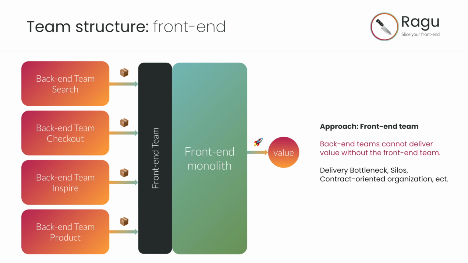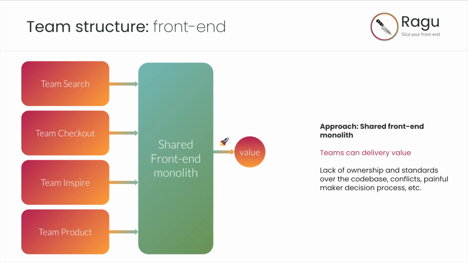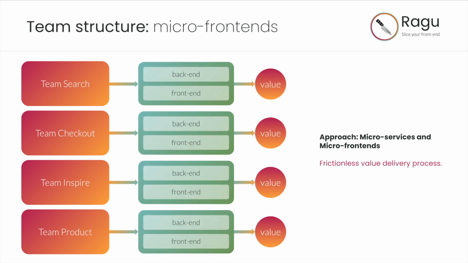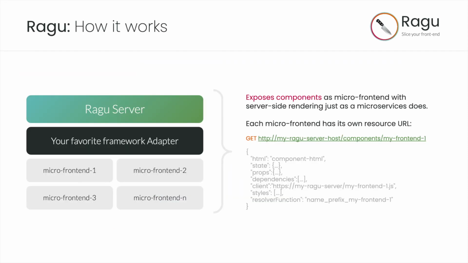Another common approach is about having a shared front-end monolith. Here, teams can deliver value by themselves, but still having some pain points in sharing a large and complex codebase. At the backend, microservice has been used to address most of these pain points. What if we extend the microservice ideas in the front end? Then, teams could have full independence of their delivery process and they can deliver value in a frictionless way. So let's talk about how Ragu can help us to implement micro-frontends.